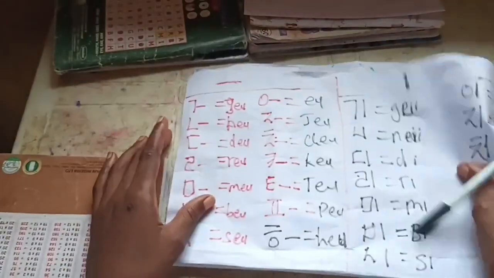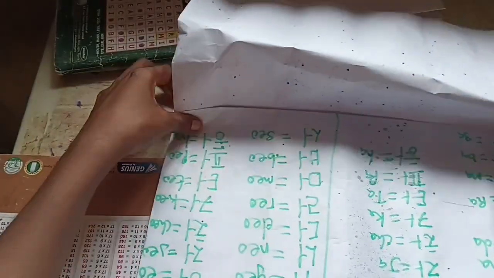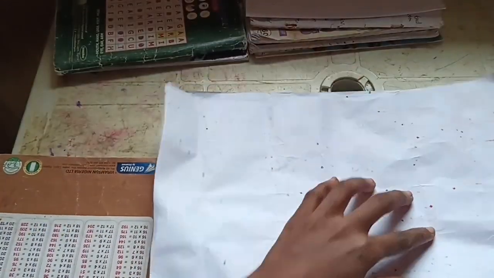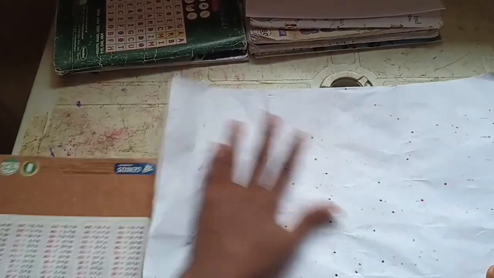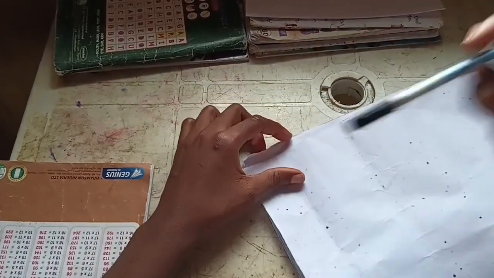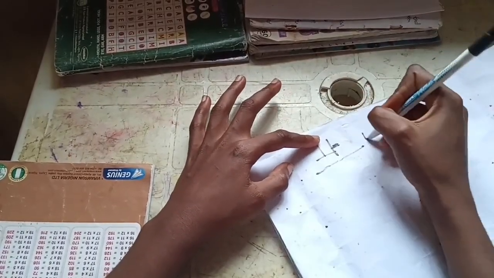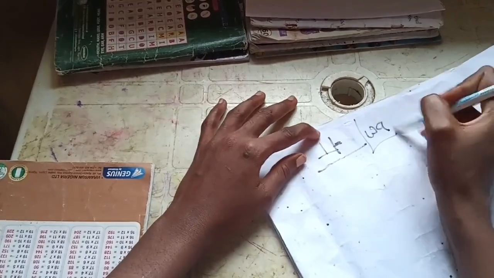Like I said, I'm going to be doing one of the complex vowels. Which complex vowel should I pick? Let's use wa. The wa vowel. Remember, the romanization is WH.